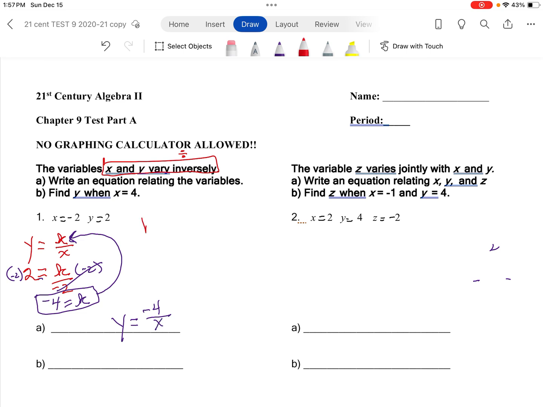Then I use that equation for b. Y equals -4 divided by x. Find y when x is 4. So I'm going to substitute in a 4 for x. And that gives me -1. So y is -1.